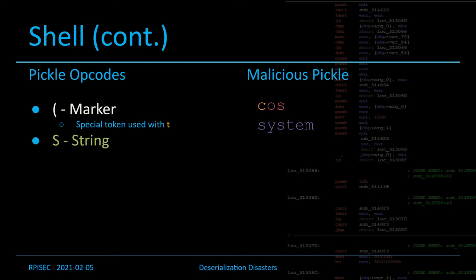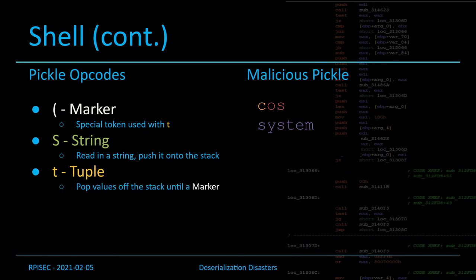It'll come up in a second. And capital S is for a string, which will let us take a string and shove it on the stack. And then T is for tuple. It will throw values off the stack until it finds a marker, and then it pushes the resulting tuple onto the stack.